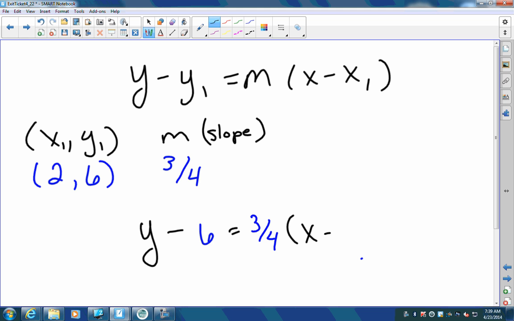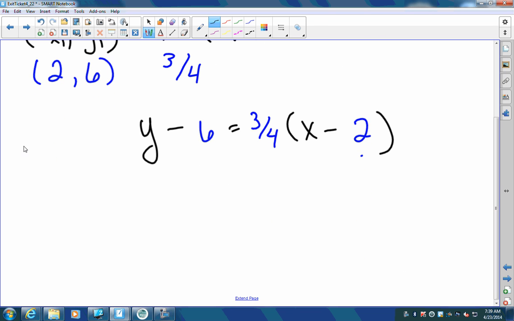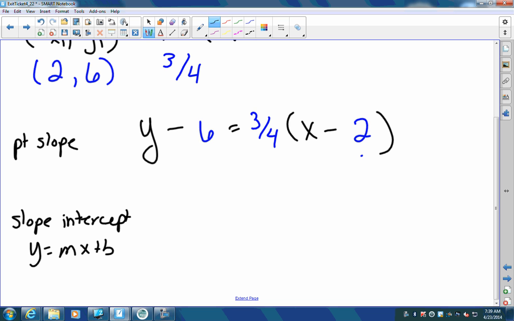Parentheses, x minus whatever the x number is. The x number is 2. This is your equation in point slope form. Now, if I asked you to move it, so again, this is point slope, if I asked you to move it and put it into slope intercept, slope intercept is y equals mx plus b.